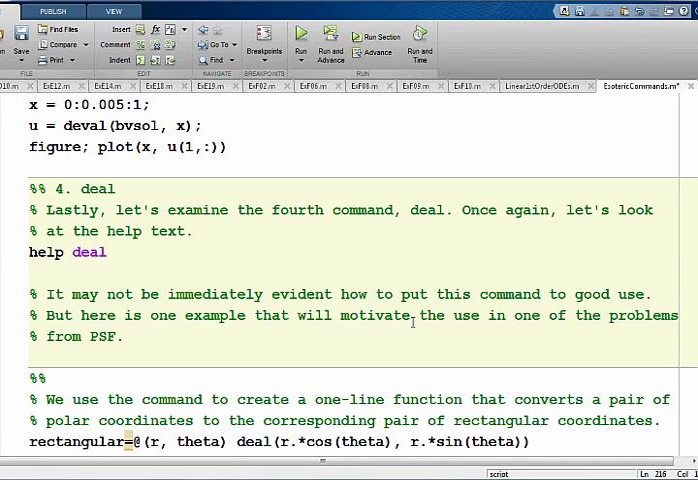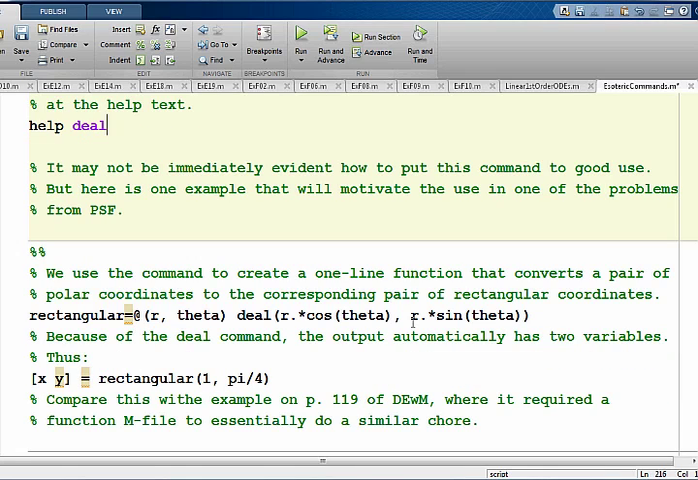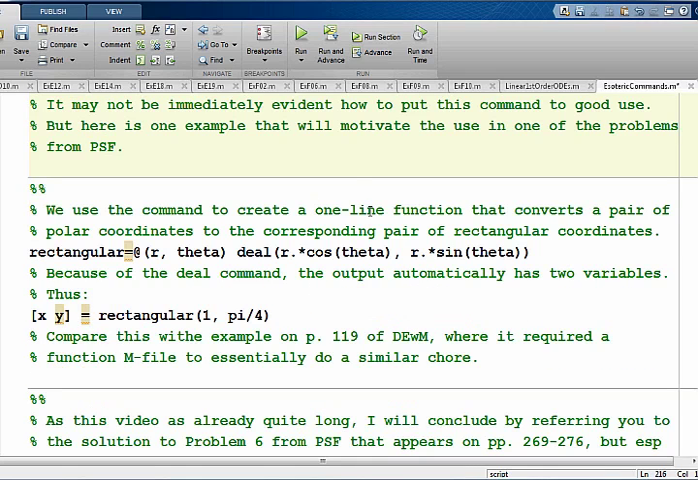So as I say here, it may not be immediately evident how to put this command to good use, but here's one example that illustrates, motivates the use in one of the problems from problem set F. So we use the command to create a one-line function that converts a pair of polar coordinates to the corresponding pair of rectangular coordinates. So rectangular is a function of two variables, r and theta, which deals these two. So it automatically sets up a vector with two components, and the first component is just the x component of the polar coordinates, and the second one is the y component of the polar coordinates.